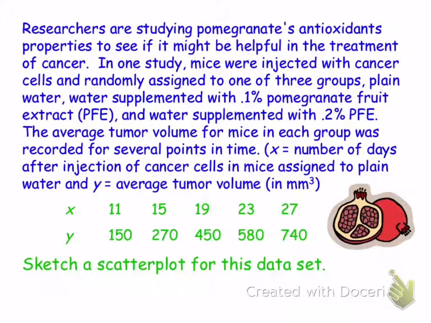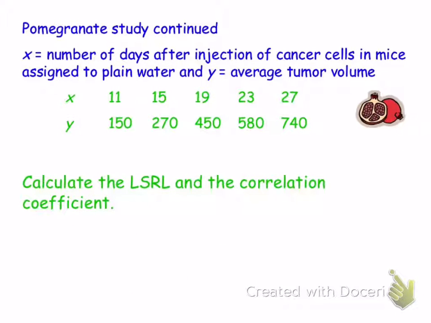Okay, so what I want us to do next is put this data into your calculator. Put your x's in list 1, your y's in list 2. Okay, now I want us to calculate the LSRL. Does everyone remember how to do that? In my calculator, I go to stat, calc. And then what number? 8. Not 4. 8.